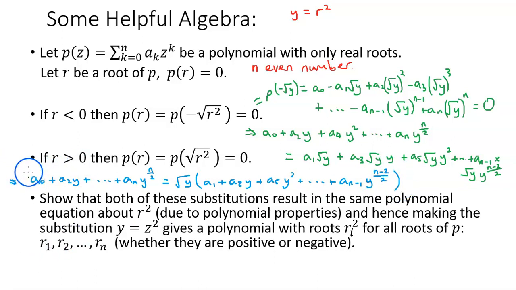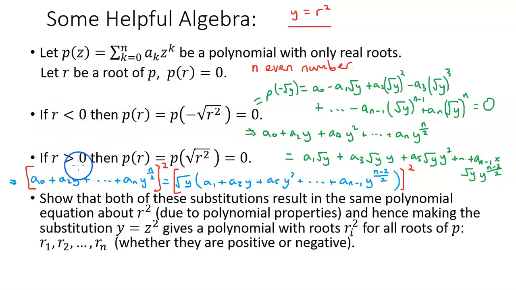And then from this point we would square both sides. Remember, since n is an even number, n divided by 2 is still a whole number. And then when we square this other side, the only part that isn't a whole number, the square root of y, would become y when it is squared. And so we would end up with a polynomial equation for which y, which is r squared, is a solution. So that was for the case if r was less than 0.